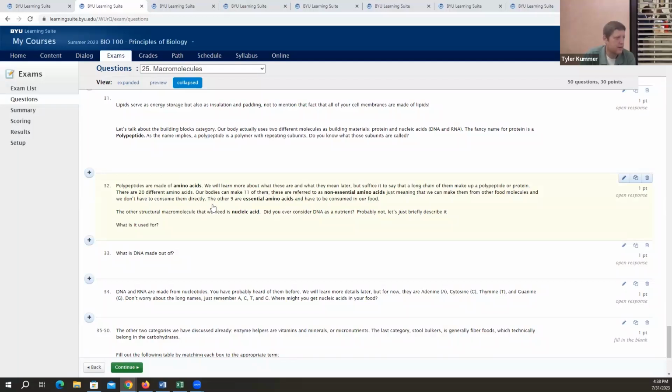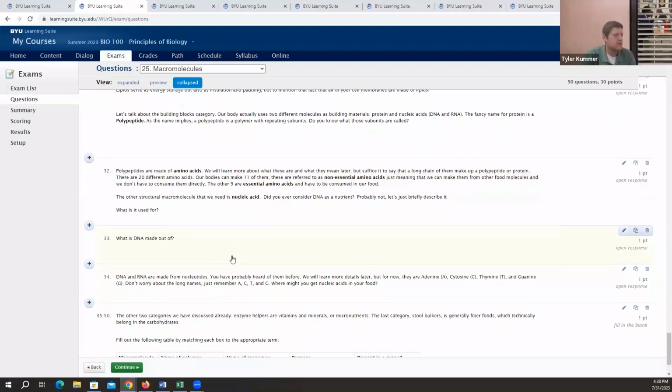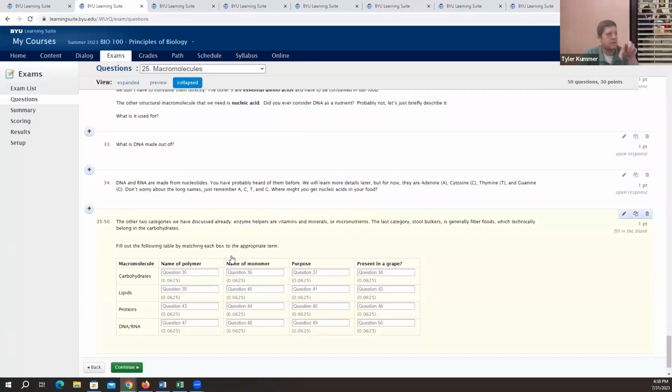That's the monomer. Nucleotides are going to consist of a phosphate, a ribose sugar, and a nitrogenous base. There's 4 forms of it that DNA can have, A, C, T, and G. And that's going to be what a nucleic acid is. So nucleic acid is the polymer. We link together nucleotides that are the monomers. And the purpose of those is genetic information storage. And yes, grapes would definitely have those as well.